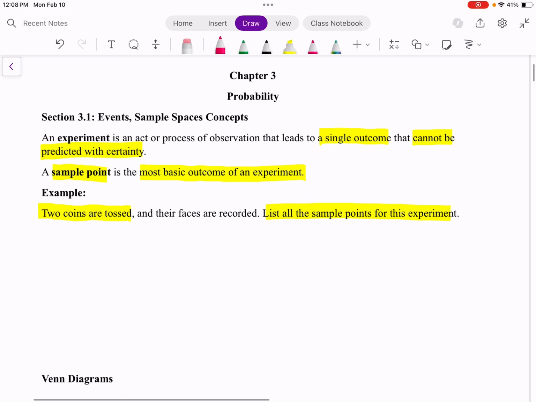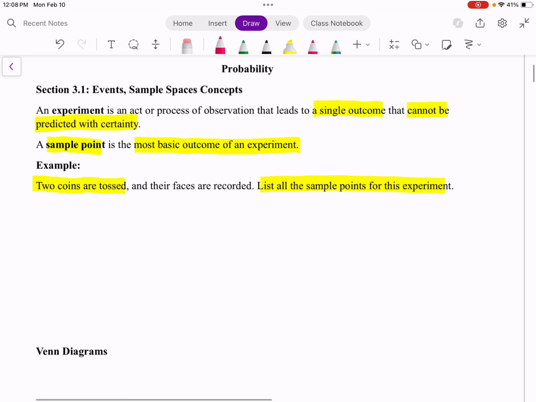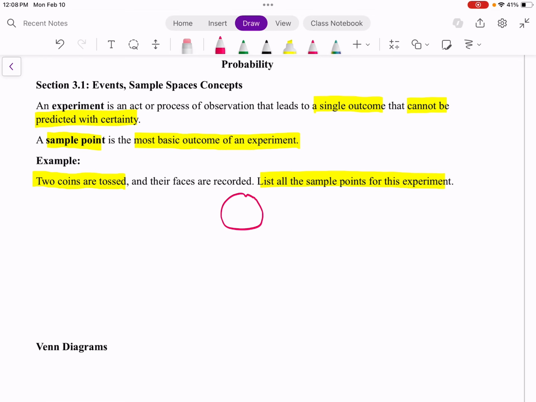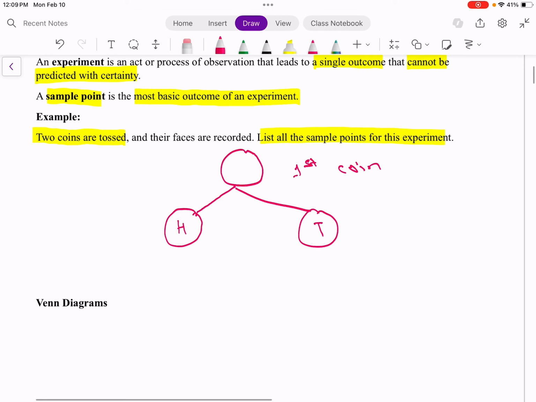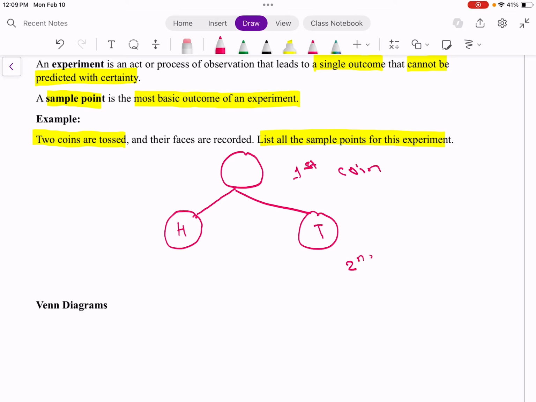Now, here, when we toss a single coin, let me take a coin here. When you toss the first coin, since we are tossing 2 coins, what are the outcomes that you will see from that first coin? We might get head, or we might get tail. So when we toss the first coin, there is the possibility that we can see head, or we also have the possibility to get tail.